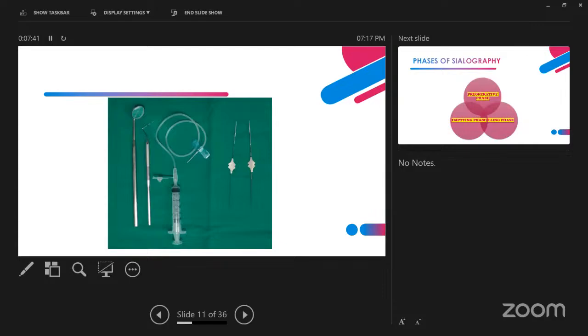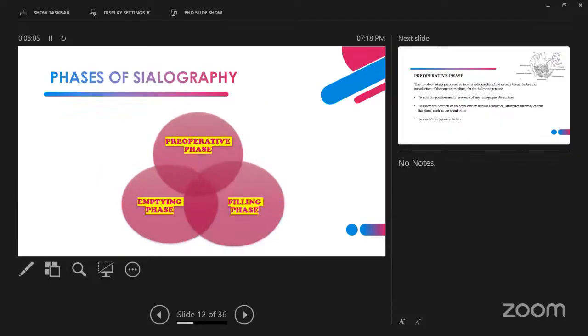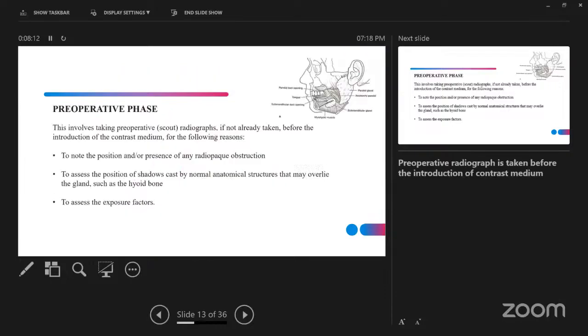So these are the armamentarium for the xylographic procedure. This includes xylographic cannulas, a set of lacrimal dilators, then contrast agent, syringe and gauze, then secretagogue, that is to stimulate the salivary flow, and a high-powered magnifying glass. So these are the phases of xylography. There are three phases: preoperative phase, filling phase, and emptying phase.